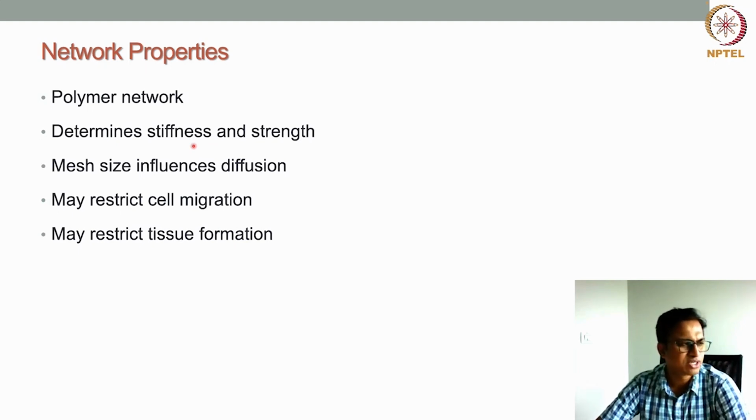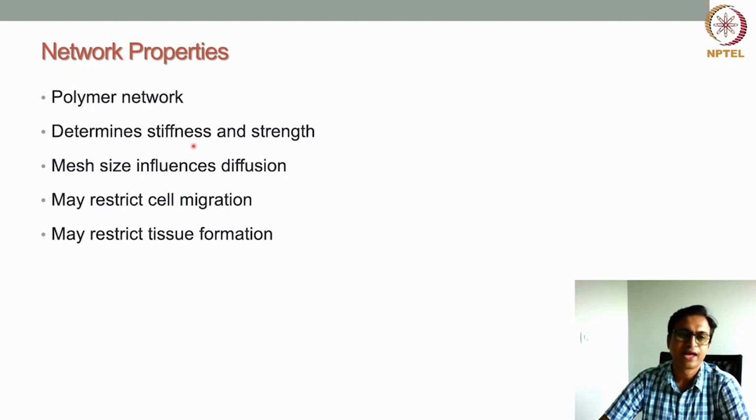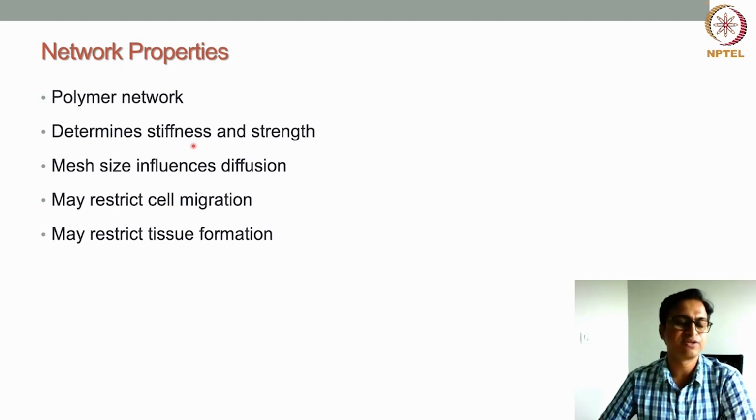If the polymer network is very strong, then it can lead to a stiffer hydrogel, and the strength of the hydrogel would be good. And if the network is weak, then it can lead to weak strength, a less stiff hydrogel.